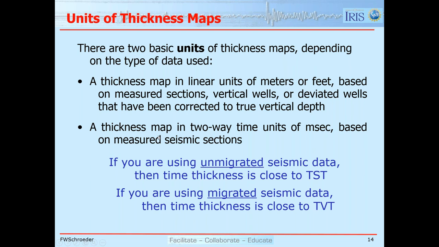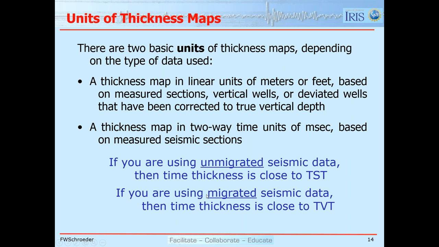The other type of map for people working with seismic data is a two-way time thickness. And so that would be in units of milliseconds, as was in the example on the previous slide. And that's based on measured time difference between the top and base of a unit, looking at seismic sections or seismic profiles. If our seismic data has not yet been seismically migrated, then when we measure thickness with seismic data, we are measuring close to true stratigraphic thickness.